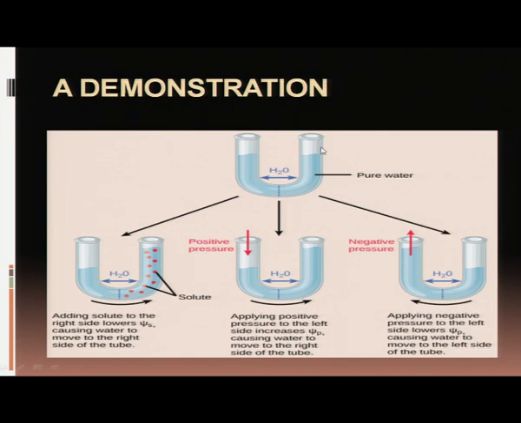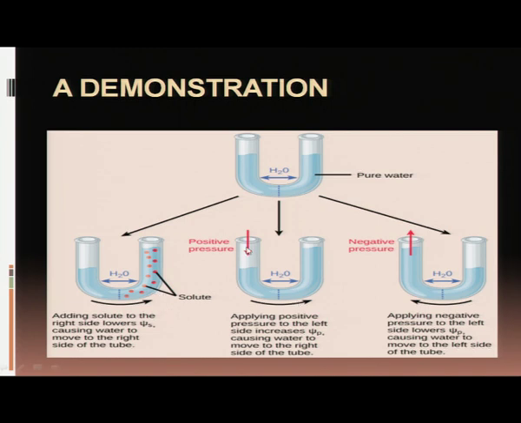This is a U tube and it carries water separated by a semi-permeable membrane. Now, if you add solutes to one side, the right side suppose, what will happen? The water potential of the right side will be lowered, and here comparatively it will be higher. So, water will move from high water potential to low water potential.